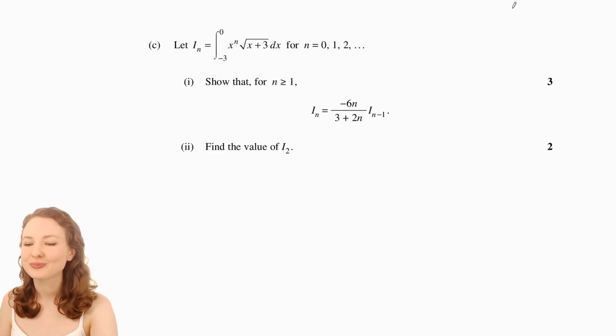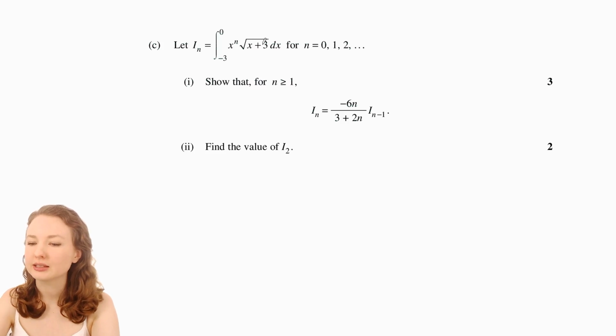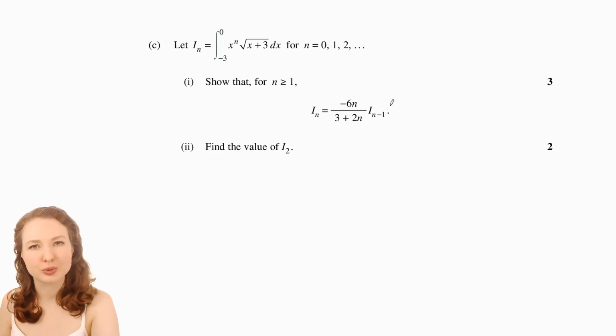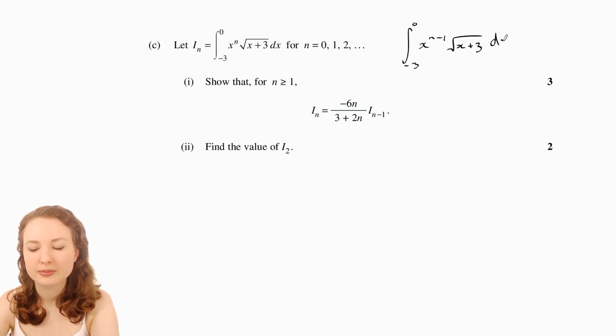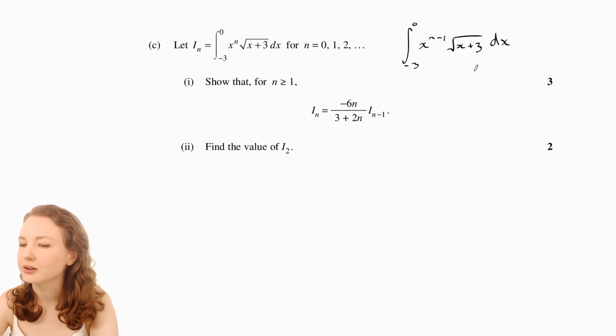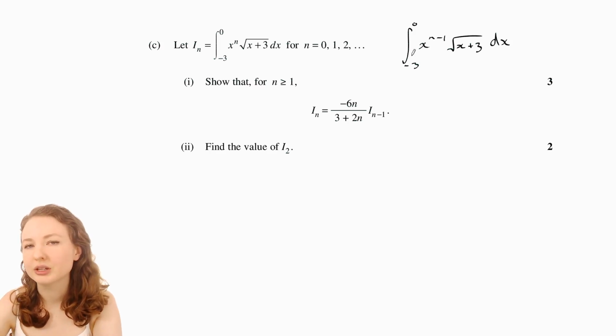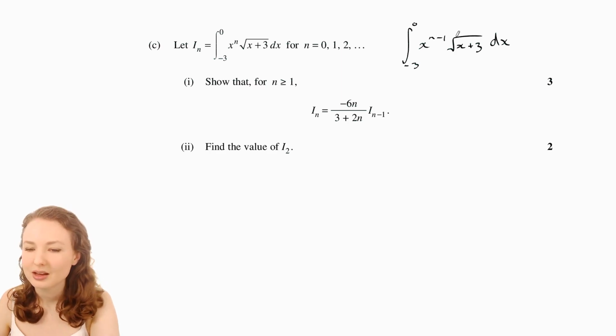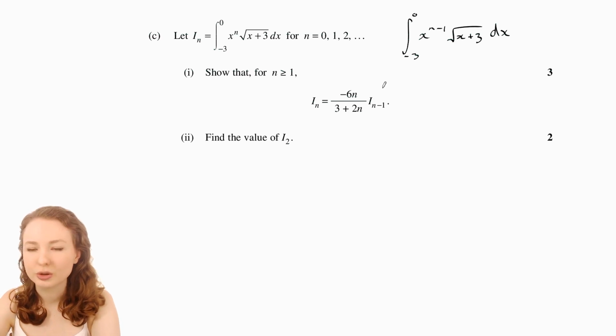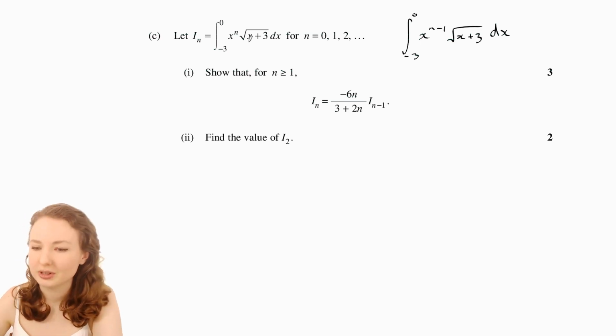Part C. So we want to rewrite this in terms of I n minus 1. So let's keep an eye on where we're going. We want to get to x to the n minus 1 root x plus 3. So that's I n minus 1. Now we could do that by using integration by parts, because when we differentiate this, we're going to get the n minus 1 there. So that gives you a good clue on what to do with this question.